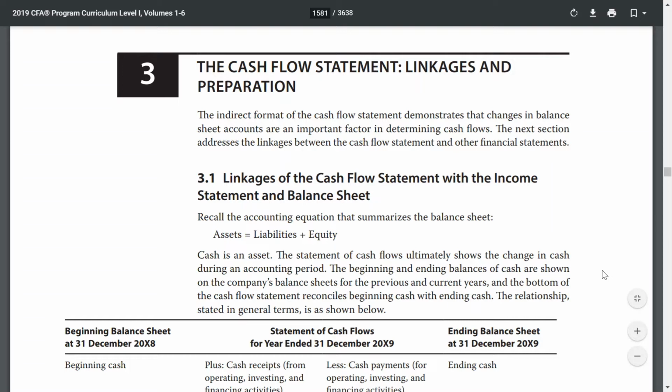The beginning and ending balances of cash are shown on the company's balance sheet for the previous and current year. The bottom of the cash flow statement reconciles beginning cash with ending cash. The relationship, stated in general terms, is as shown below.